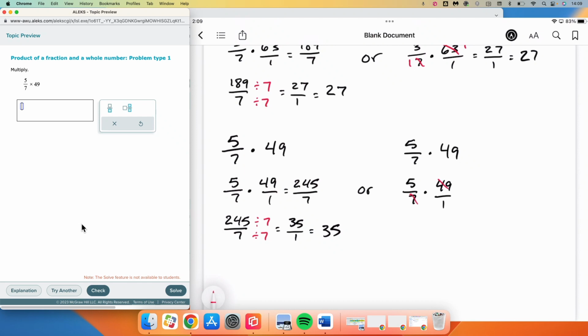We would divide both of them by 7. The 7 would be replaced with a 1. The 49 would be replaced with a 7. And we would get to our answer more directly. 5 times 7 is 35. 1 times 1 is 1.